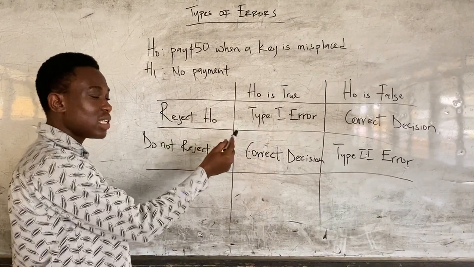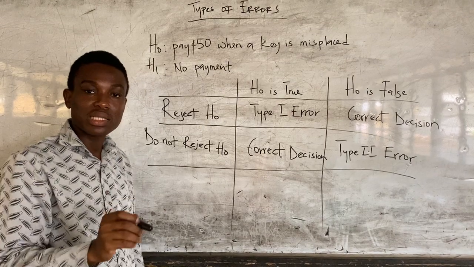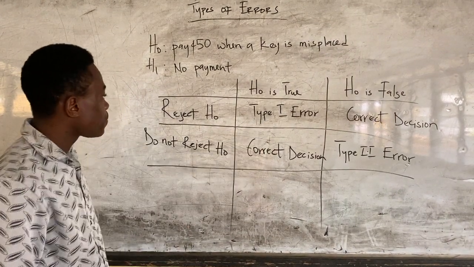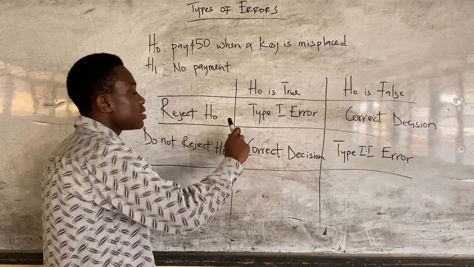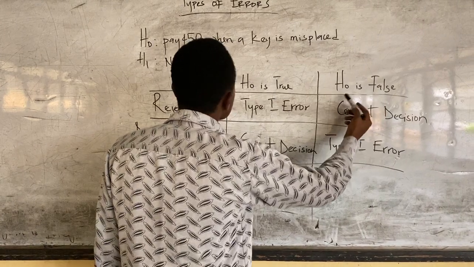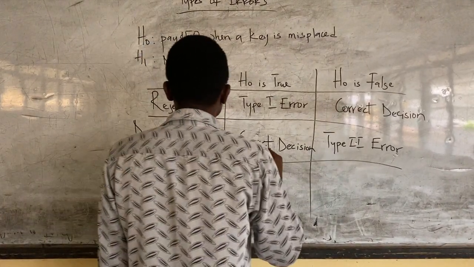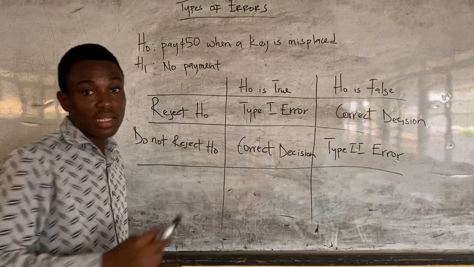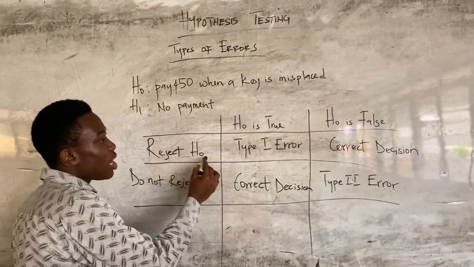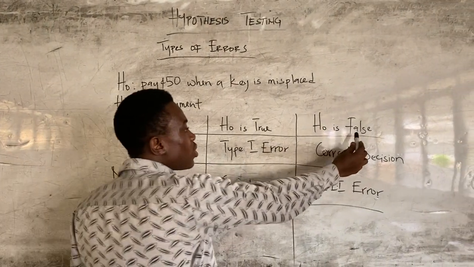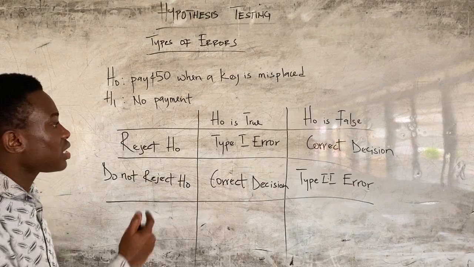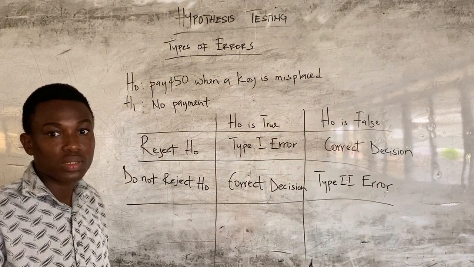But then we are rejecting it, we are not allowing the student to pay that amount. And we've committed a type 1 error. So that's a type 1 error. So you realize that when we reject the null hypothesis, when the null hypothesis is false, then it's a correct decision. We reject the null hypothesis when it is false.